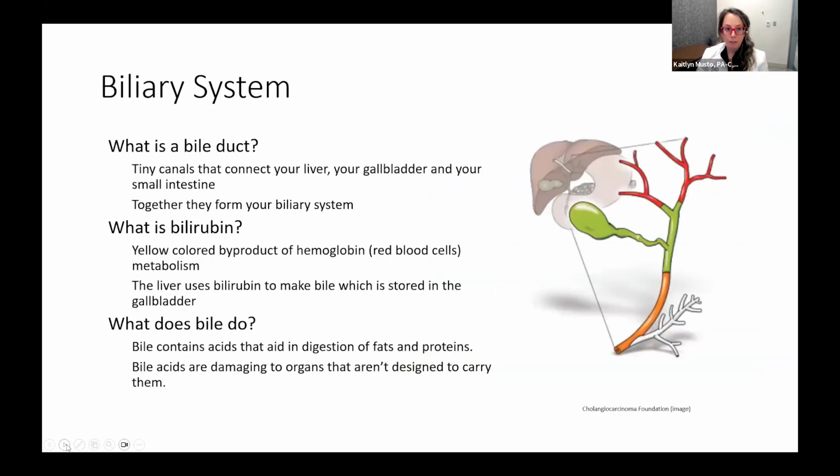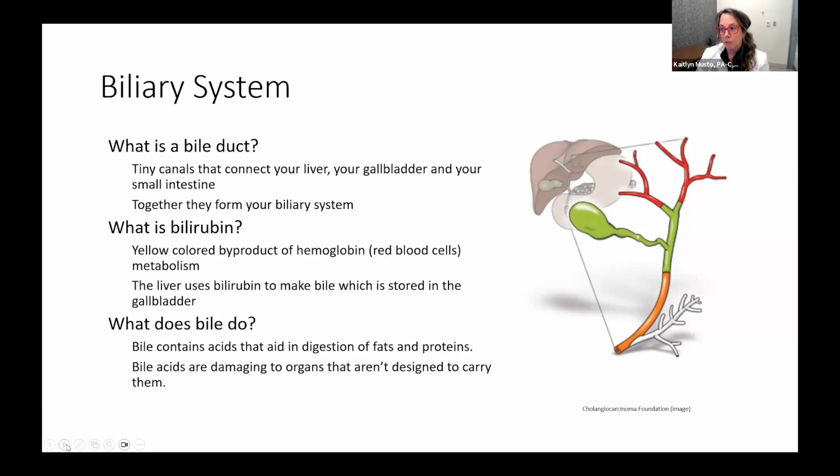So let's start back at just reviewing an overview of what is the biliary system, how does it work, and how does it all fit together. So a bile duct is a tiny canal that connects your liver, your gallbladder, and your intestine. And together they form your biliary system. Your biliary system begins in your liver in the upper right quadrant of your abdomen. There's tiny branching ducts inside your liver that collect bile. These are called the intrahepatic bile ducts.